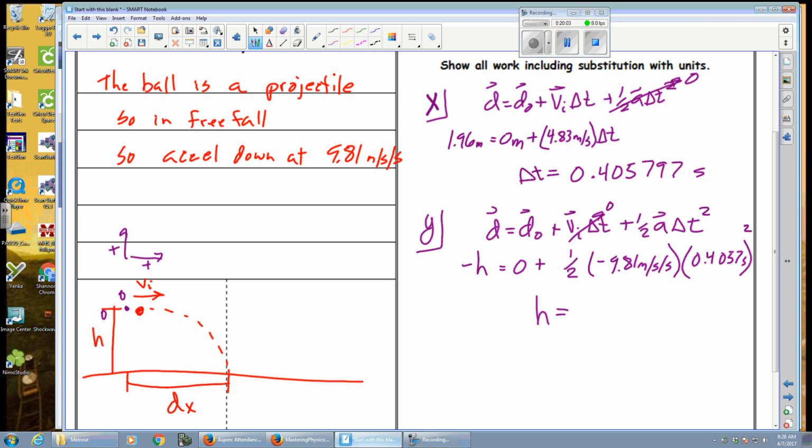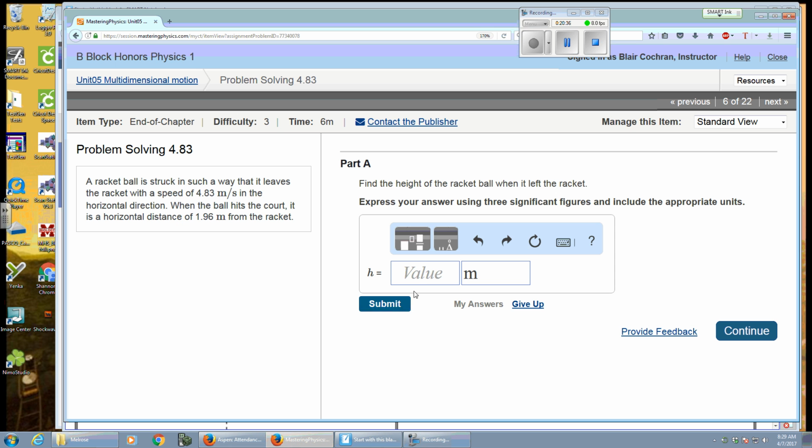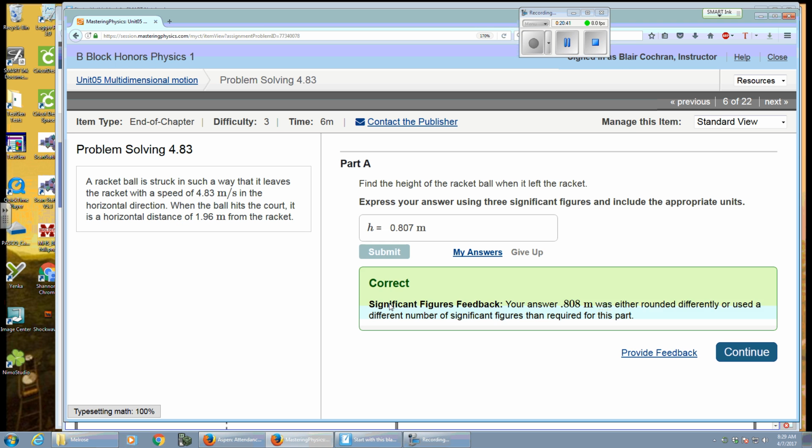Most common mistakes will be to forget the 1/2 or forget to square the time. I get 0.808 meters. Well, my h is positive, yeah. But that's just the magnitude of it, right? I took into account the direction by making it -h. So it's good I got a positive magnitude. If I got a negative magnitude, that means I screwed up my direction. So let me see if I got it, 0.808. Yep.